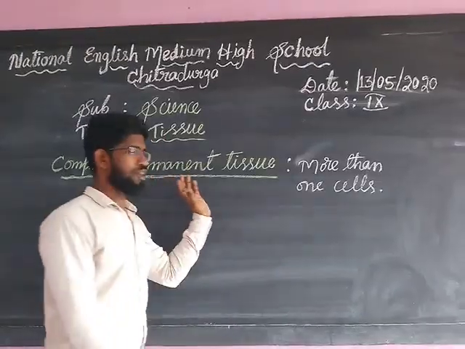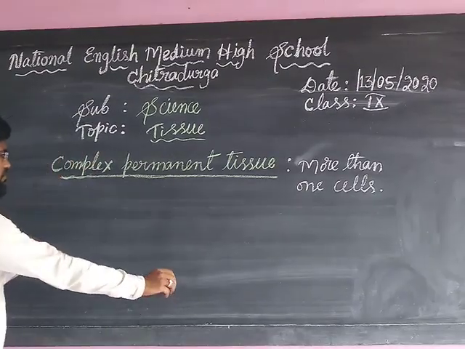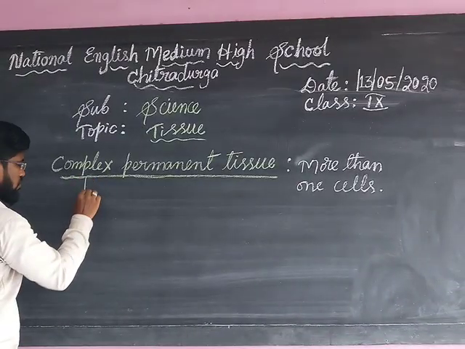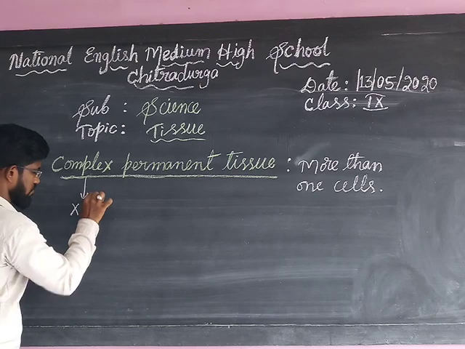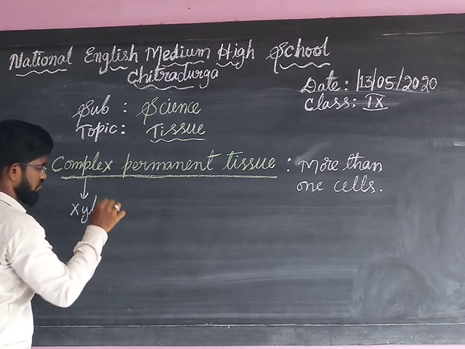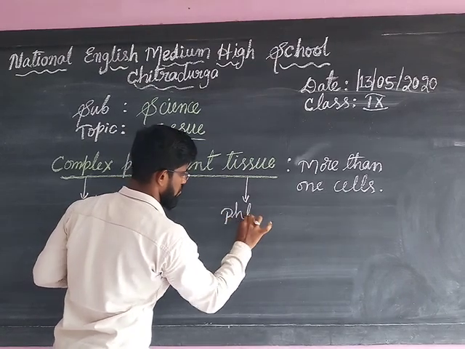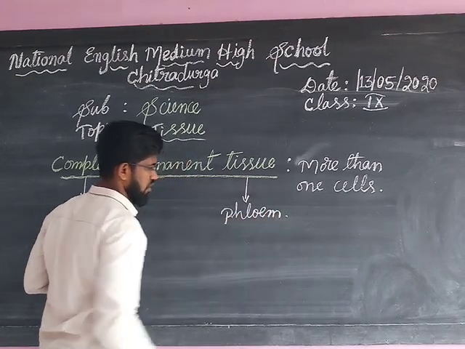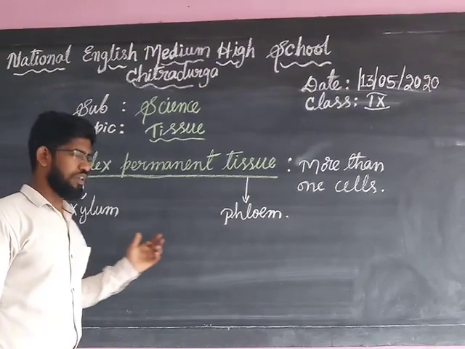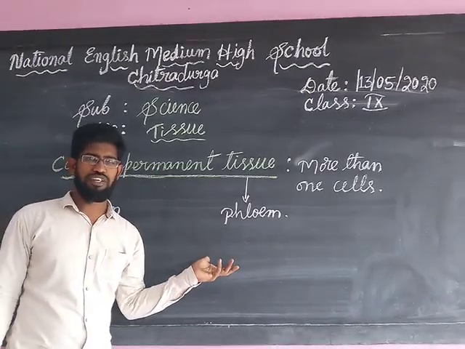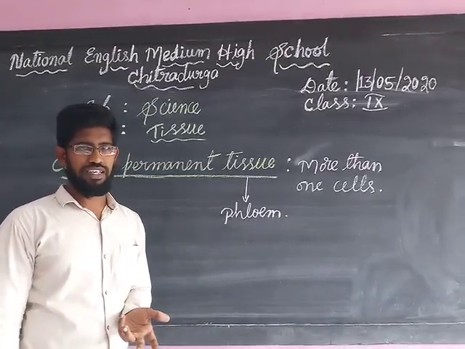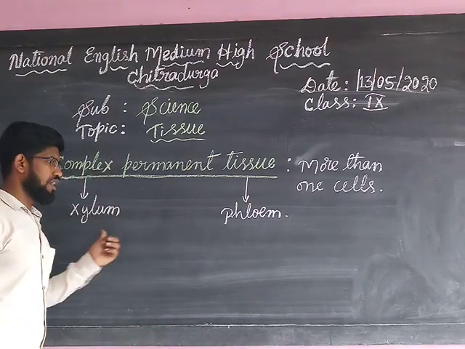This complex permanent tissue is classified into two types. One is xylem and another one is phloem. I think you are aware of xylem and phloem. We have been studying xylem and phloem since our 5th standard.